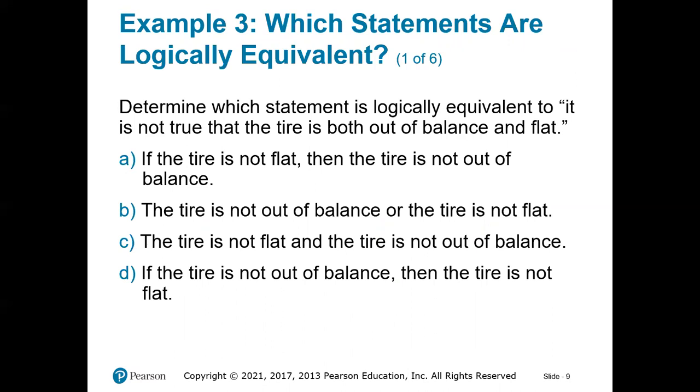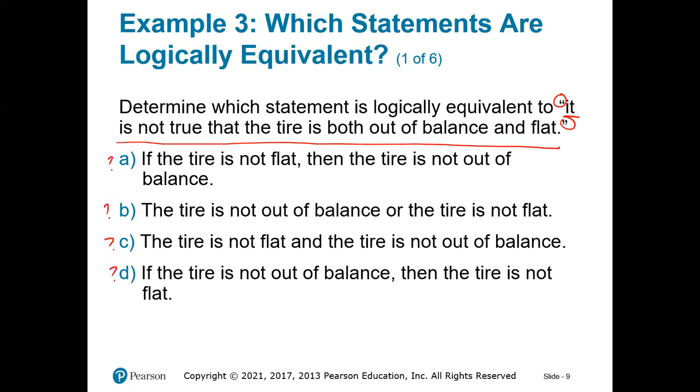Okay, well, this is a long exercise. It says determine which statement is logically equivalent to the following. It is not true that the tire is both out of balance and flat. I'm going to underline it. Is this statement here, that starts with this quotation and this quotation, equivalent to this one, or to this one, or to this one, or to this one?